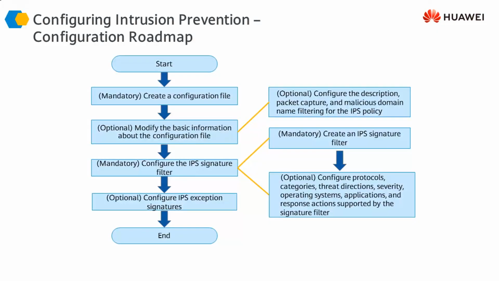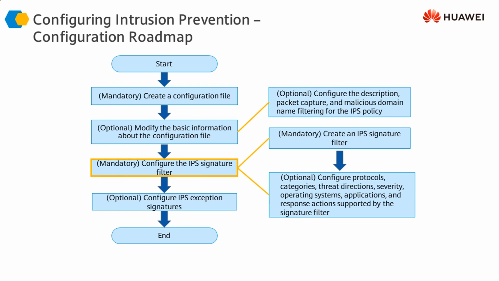This is the configuration roadmap we are going to follow to configure the signature profile, or the traffic profile. First of all, we have to create a configuration file, that is, create a profile. We modify the basic information, configure the description, packet capture, and malicious domain name filtering for the IPS policy. This is optional.